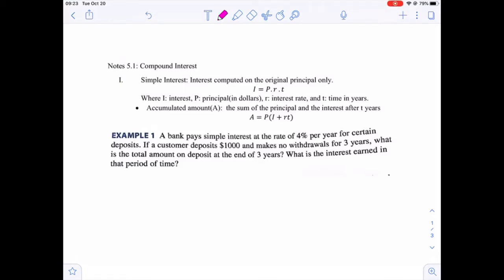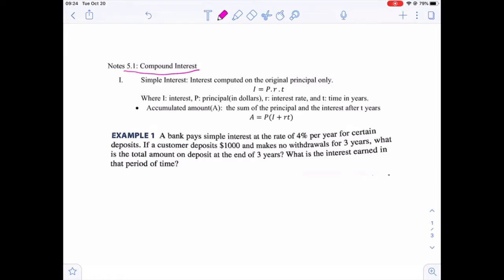Chapter 5 is about mathematics of finance. In this chapter, we'll learn some basic concepts from or applications of mathematics to finance. For example, we will study concepts like simple interest, compound interest, annuity, mortality, and some other concepts. Let's start with section 5.1 with the compound interest.